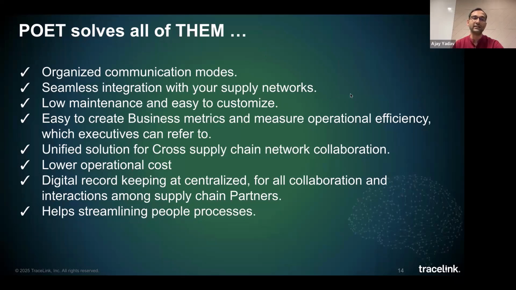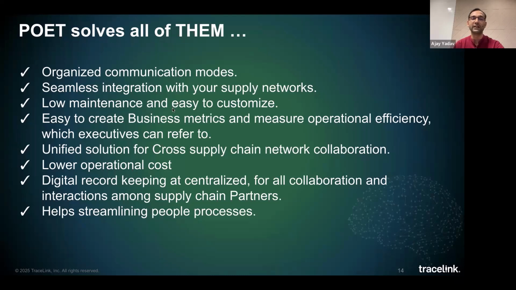That simplifies seamless integration with your supply networks, which helps you lower maintenance. Since there are no point-to-point integrations, there is no maintenance required. There is also no need to worry about time to market, because you just get on once, and now all your network entities can start interacting and collaborating using Poet.